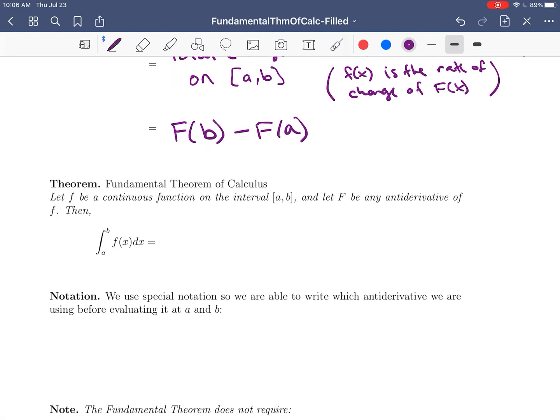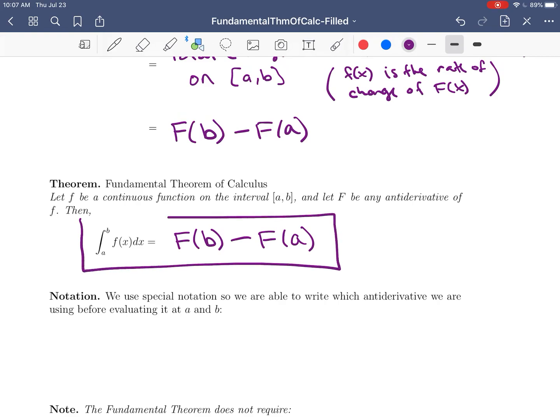So if little f is a continuous function on the closed interval from a to b, and capital F of x is any antiderivative, okay, it doesn't matter which one you use, then the definite integral of f of x dx from a to b is going to be the antiderivative evaluated at b minus the antiderivative evaluated at a. Okay, so this is the statement of the fundamental theorem of calculus.